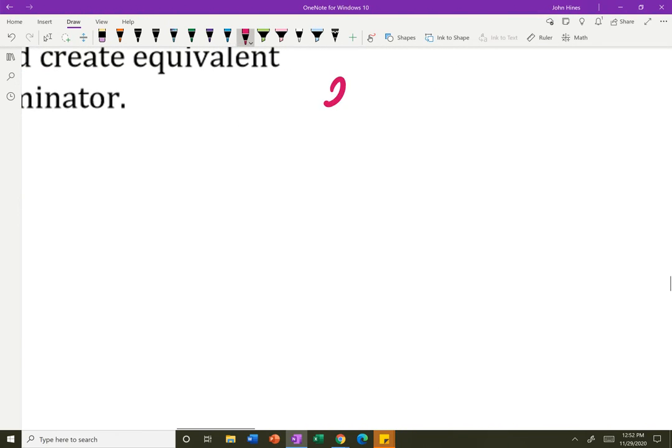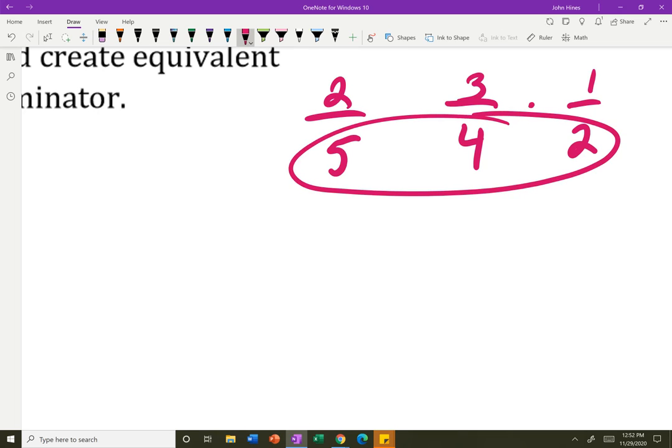Well, let's deal with fractions first. If I had 2/5 and 3/4, and let's throw in a 1/2, I need to get a common denominator between all of these. I need to find my least common multiple. Everybody needs a factor of 5, a factor of 4. I don't really need a factor of 2 because that's already in that 4. So my least common denominator here would be 20.